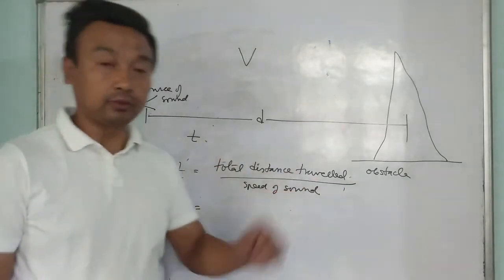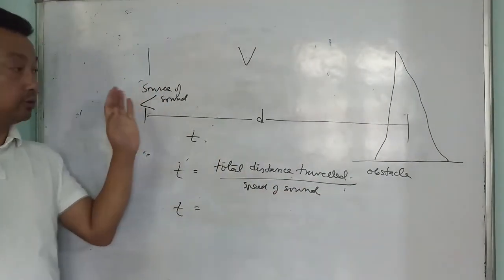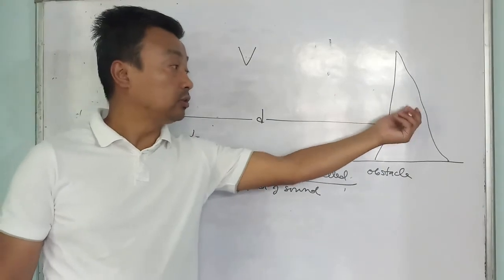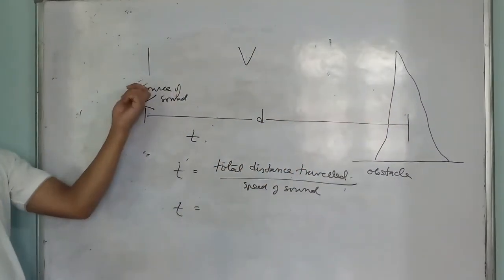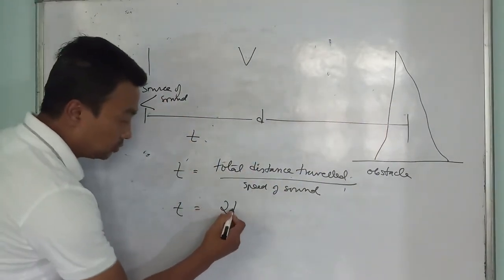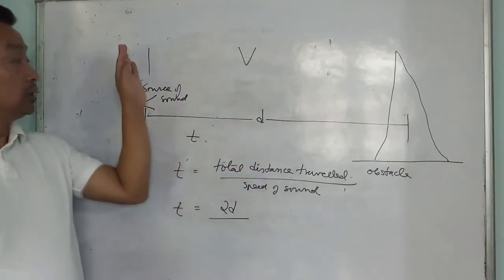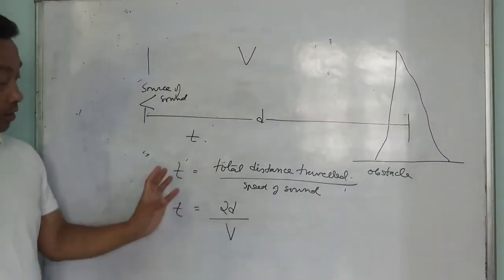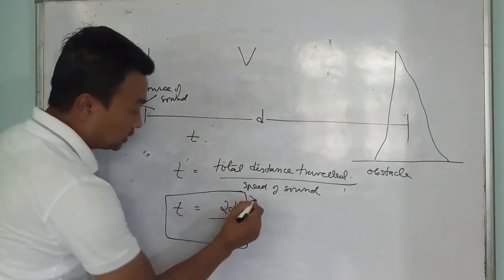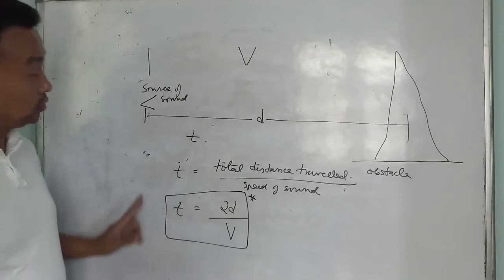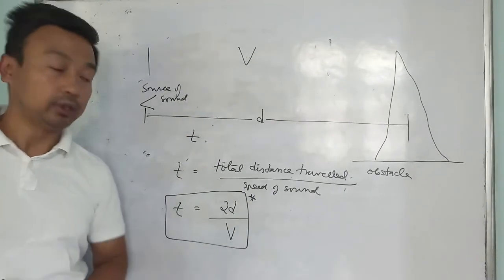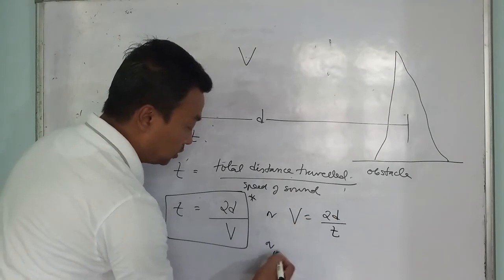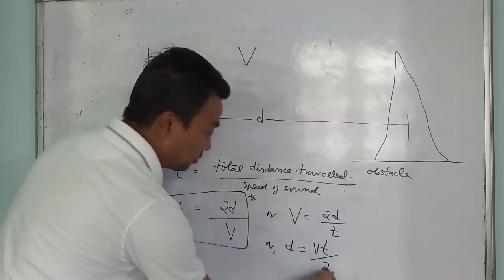Now, what is the total distance traveled by the sound here? The sound starts from here, goes and hits the obstacle. The distance traveled from here to here is small d. And again, after striking the obstacle, it comes back to the source. So it has traveled twice, 2 into d. And the speed at which the sound is traveling is given by capital V. Therefore, this is the formula you will use to solve simple numericals: t = 2d/V, or V = 2d/t. Or from here, you can also find the distance, d = V × t / 2.